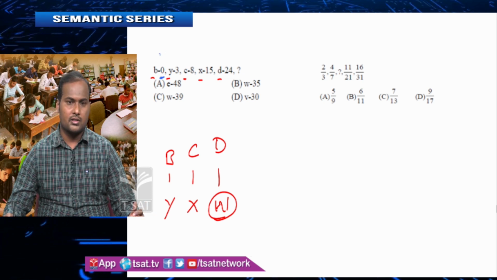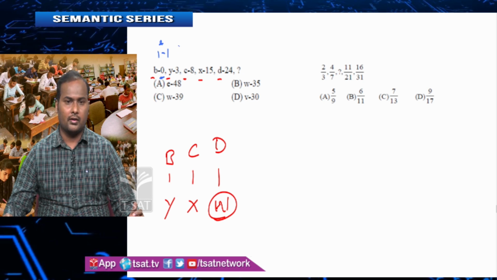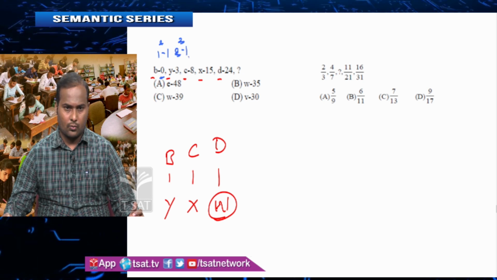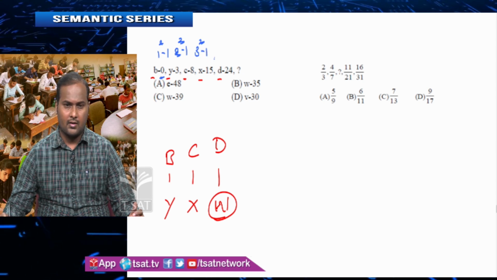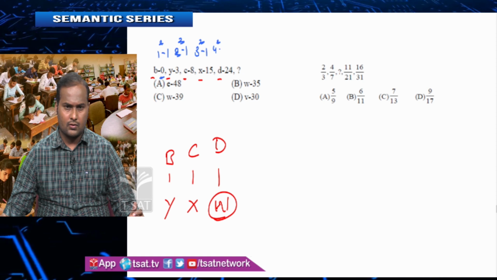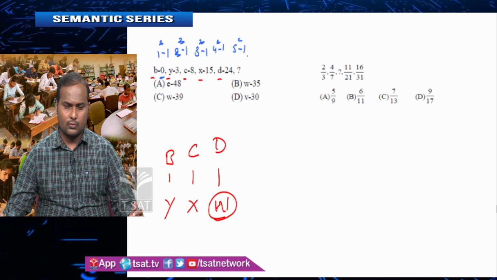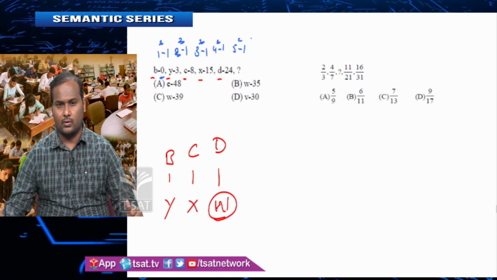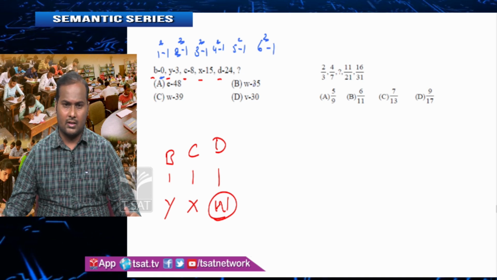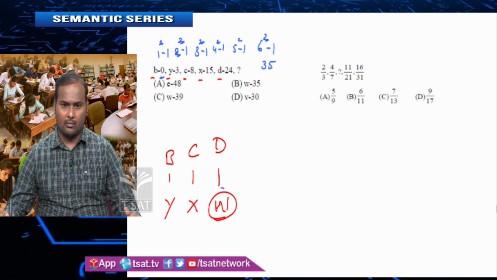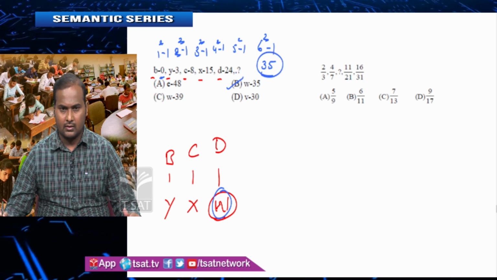So how can I write 0? I can write like 1 square minus 1. How can I write 3? 2 square minus 1. 8, 3 square minus 1. 15, 4 square minus 1. 24, 5 square minus 1. So obviously it's asking the next one. The next answer will be 6 square minus 1, that is 35. So we already got W here and here it is 35. So your answer is W 35.